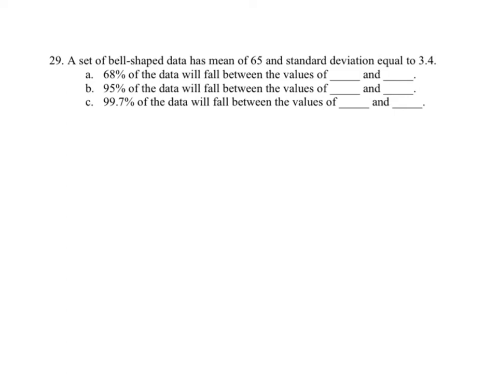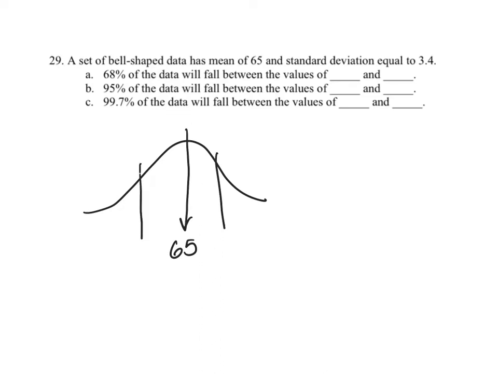Okay, I'm going to run through just this problem number 29 from the review. It says a bell-shaped data has a mean of 65 and a standard deviation of 3.4. So if this is 65, we know that one standard deviation away from the mean, you get 68% of the data. This is the empirical rule.